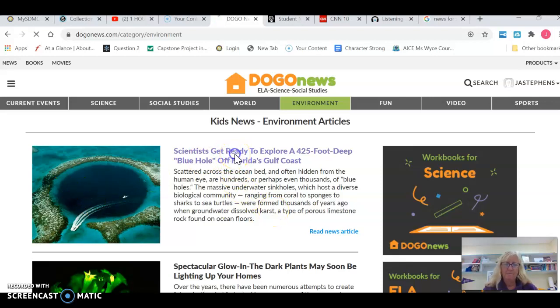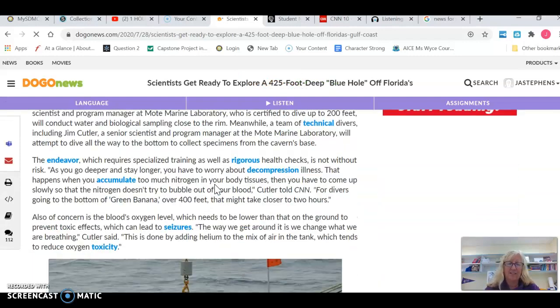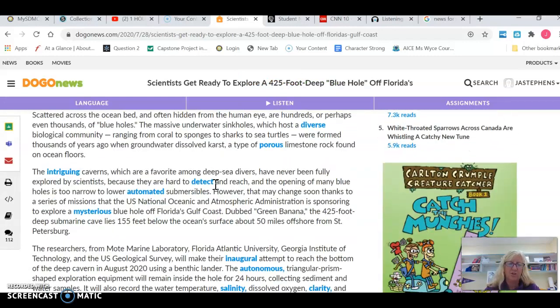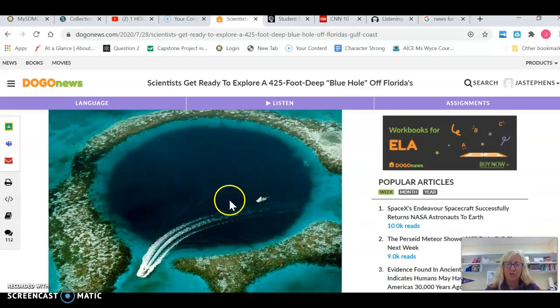When you go into these articles, you'll see lots of explanations, vocabulary that you should know, pictures, which is nice. I mean, everybody wants to see a picture of what they're talking about. It helps you understand it.